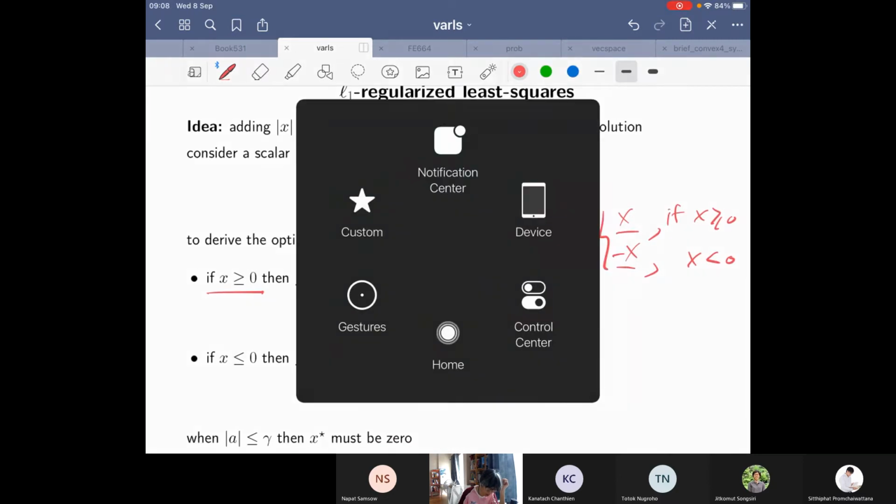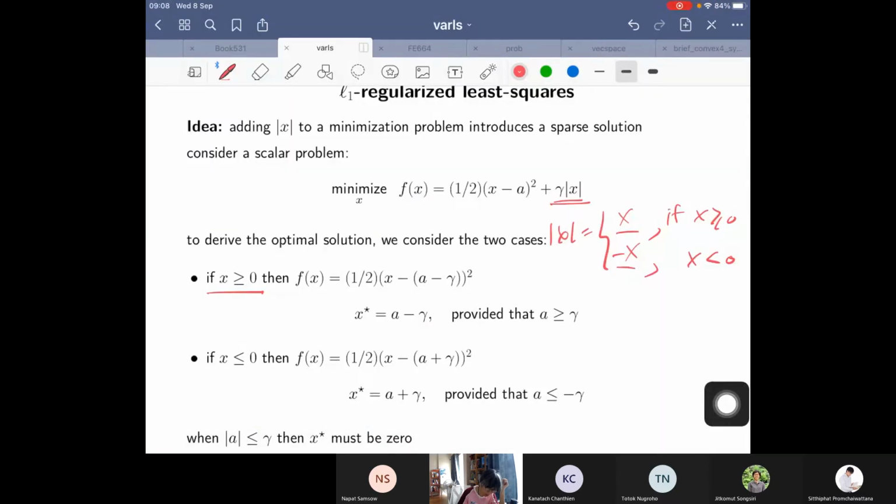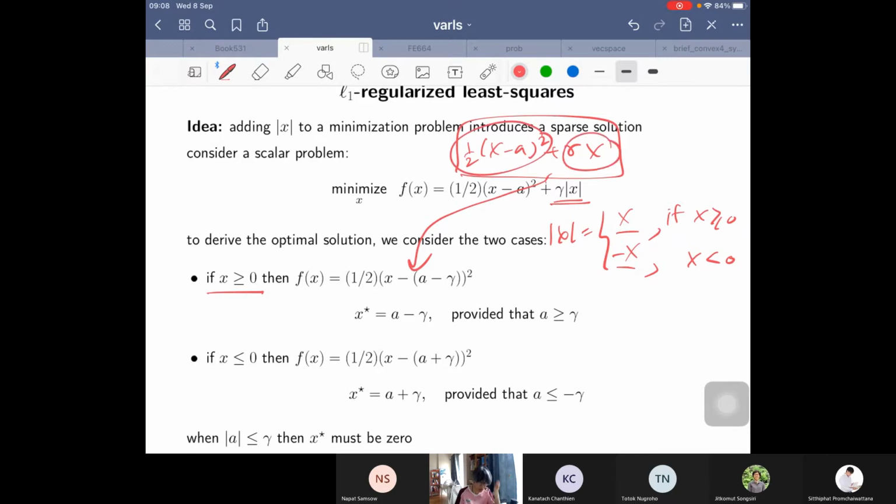Then my f(x) is going to be 1/2 (x minus a) squared plus gamma x. Then I will just complete the square. Nothing fancy, right? This is a square function plus linear. You can just complete the square, and I end up with this.